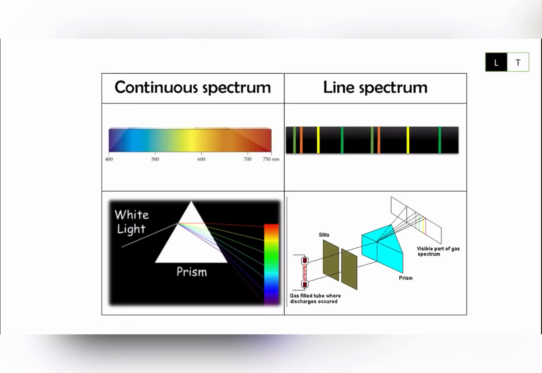Let's go to summary for these two. You can see that continuous spectrum can be in a rainbow color screen, while line spectrum got the black background with a specific color for its discrete lines. So continuous spectrum is formed from white light that goes into the prism and scattered by merging all those wavelengths, while line spectrum is formed when the light travels through the slits and prism to give a visible part of gas spectrum. So I hope all of you understand how to differentiate between these two spectra.